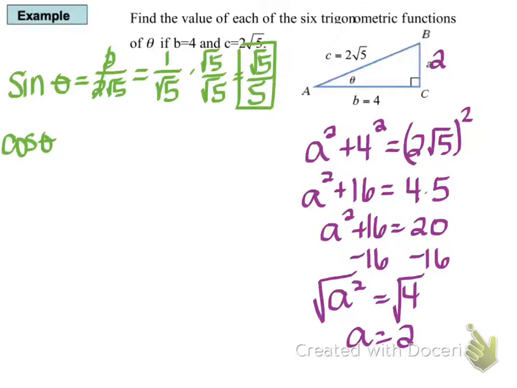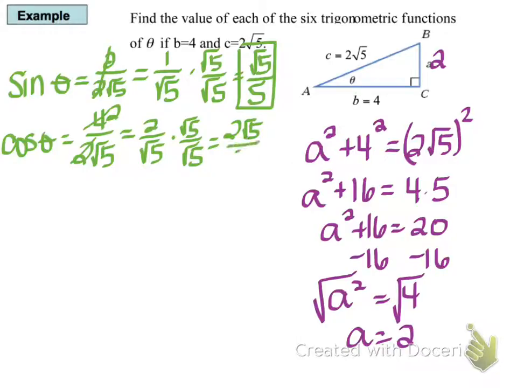In terms of cosine, cosine is adjacent over hypotenuse, so we get 4 over 2 root 5. Once again, we'll cancel 4 divided by 2, and we'll get 2 over root 5. And then we'll rationalize the denominator by multiplying by root 5 over root 5. And it looks like the answer is 2 root 5 over 5. Tangent is opposite over adjacent, so we get 2 over 4, which simplifies to 1/2.